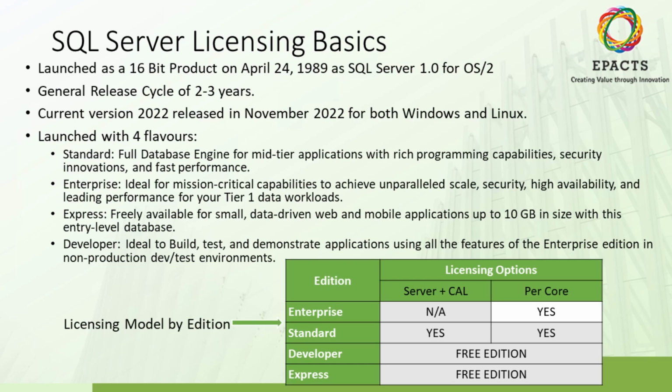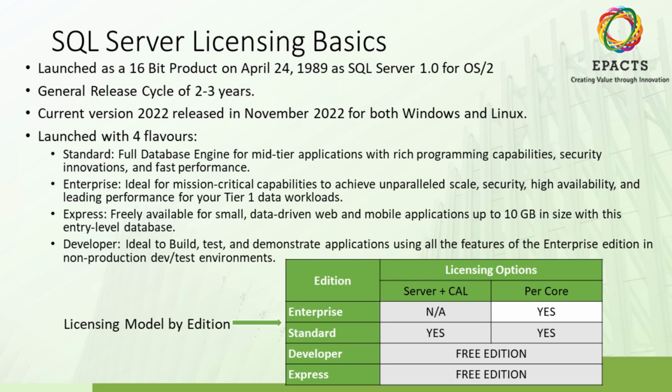Express Edition is a small free available version which provides databases up to 10 GB in size. And you have Developer Edition, which is a free edition for developers, which is essentially nothing but Enterprise Edition. Okay, the Developer Edition and Enterprise Edition are identical. The only difference is that Enterprise Edition you can use for production environment, and Developer Edition you can use for test and dev environments. No limit to the number of deployments that you can do for Developer Edition.